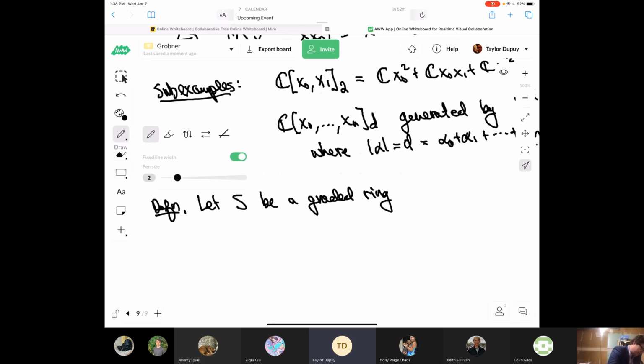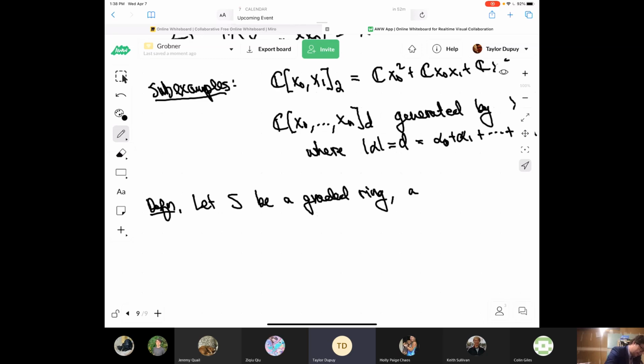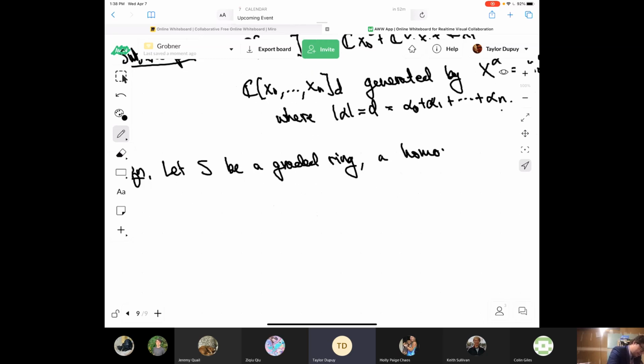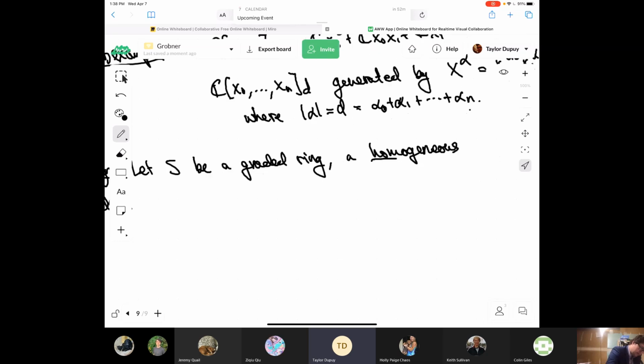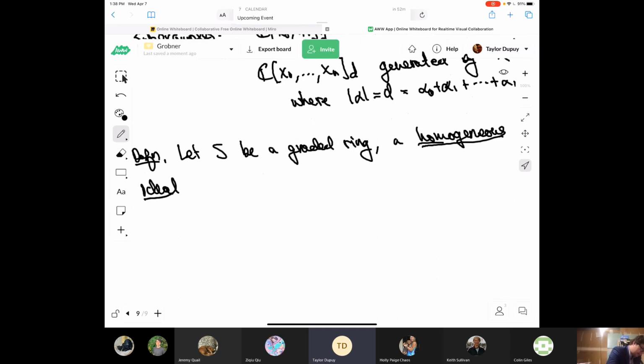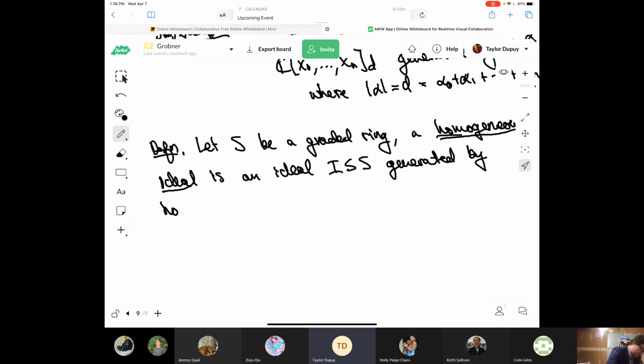The homogeneous ideal is an ideal I in S generated by homogeneous elements.